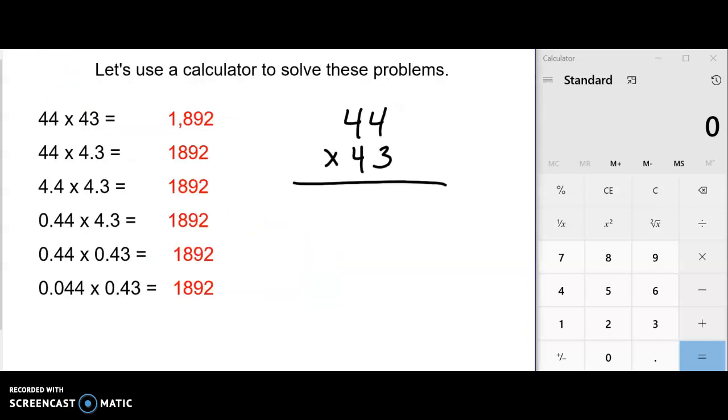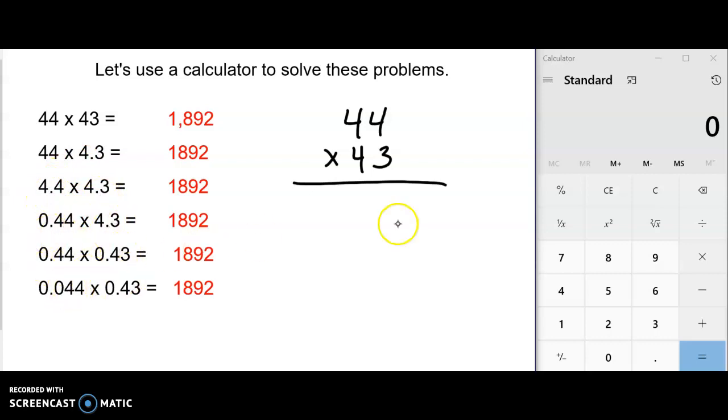All right, now I'm going to prove to you something really cool about multiplying decimals. We're going to be using both hand and a calculator to solve these problems. Notice I just wrote 1,892 all the way down, and I'm going to show you why in just a second. Notice all of these problems have a 44 and a 43 with a couple zeros added on. The only thing different is that I put a decimal in different places.